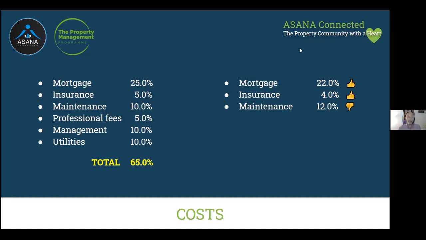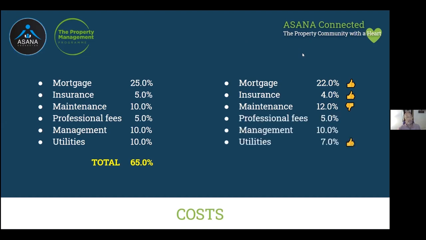So your maintenance is 12%, and that's gone down. Professional fees at 5% seem to be on the money. Management's on the money. Utilities, in fact, we've managed to negotiate a good deal, or we finally persuaded our HMO tenants to shut the windows, and turn down the thermostat.